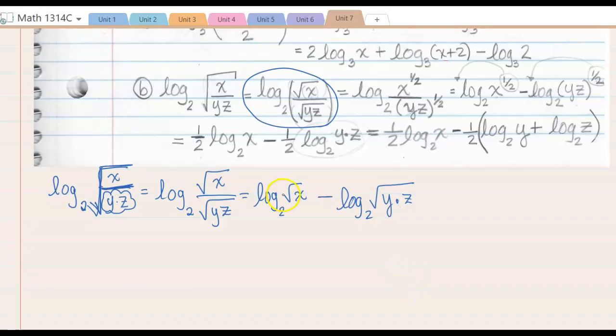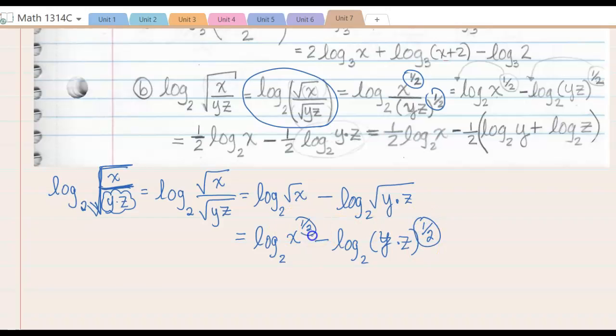So now we can see I have my square roots. So that's the next thing that I'm talking about here, is that I can rewrite those square roots as exponents. So this would be the log of base 2 of x to the 1/2 minus the log of base 2 of yz to the 1/2. So again, we can see that we can move our exponents to the front by using the power rule. So we're going to have 1/2 log base 2 of x minus 1/2 log base 2 of y times z.